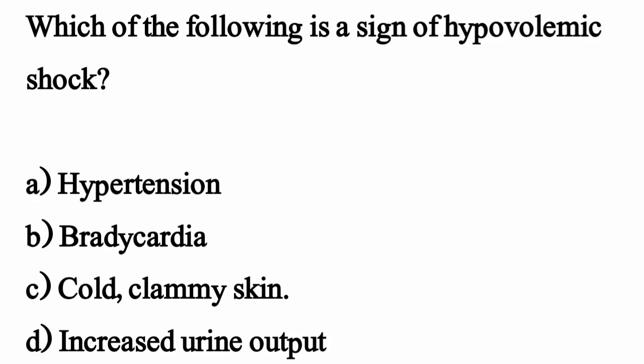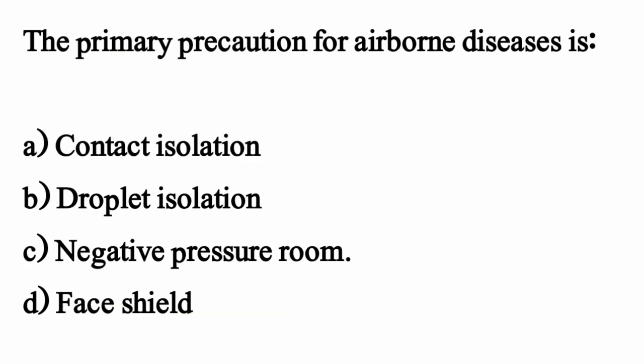Which of the following is a sign of hypovolemic shock? The correct option is option C, cold clammy skin. The primary precaution for airborne disease is. The correct option is option C, negative pressure room.